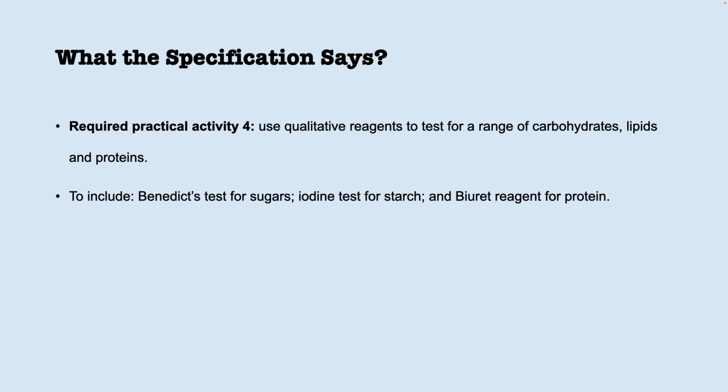Okay, so here is everything you need to know for the required practical. You need to be able to use qualitative reagents to test for the range of carbohydrates, lipids, and proteins. The tests we are going to focus on today include the Benedict's test, iodine test, and the Biuret reagent test for proteins.